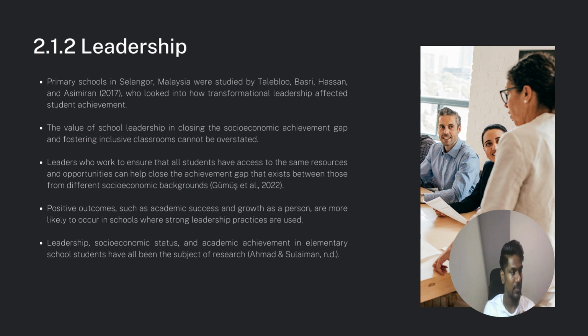Positive outcomes such as academic success and growth as a person are more likely to occur in schools where strong leadership practices are used. So leadership is vital in order to bring positivity in academic success. Leadership, socioeconomic sectors, and academic achievement in elementary school students have all been the subject of research in the study of Ahmad and Sulaiman.